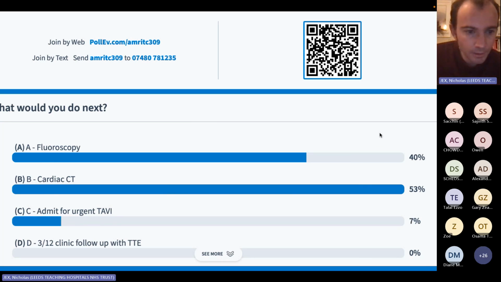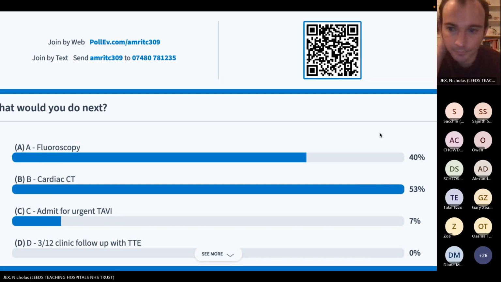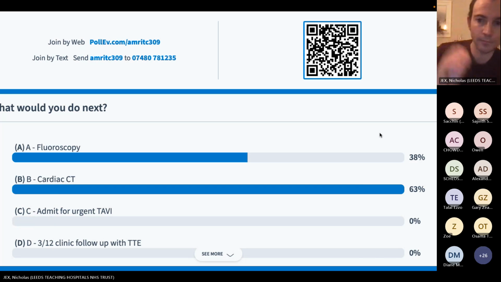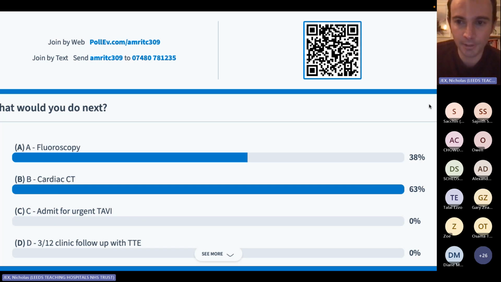So, bit of a mix again. Okay, so a few are going for fluoroscopy, the majority going for cardiac CT.